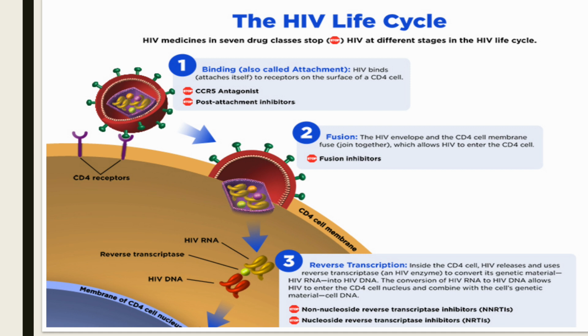Then it undergoes reverse transcription. Inside the CD4 cell, HIV releases and uses reverse transcriptase to convert its genetic material, HIV RNA, into HIV DNA. The conversion allows HIV to enter the CD4 cell nucleus and combine with the cell's genetic material, and it undergoes integration.